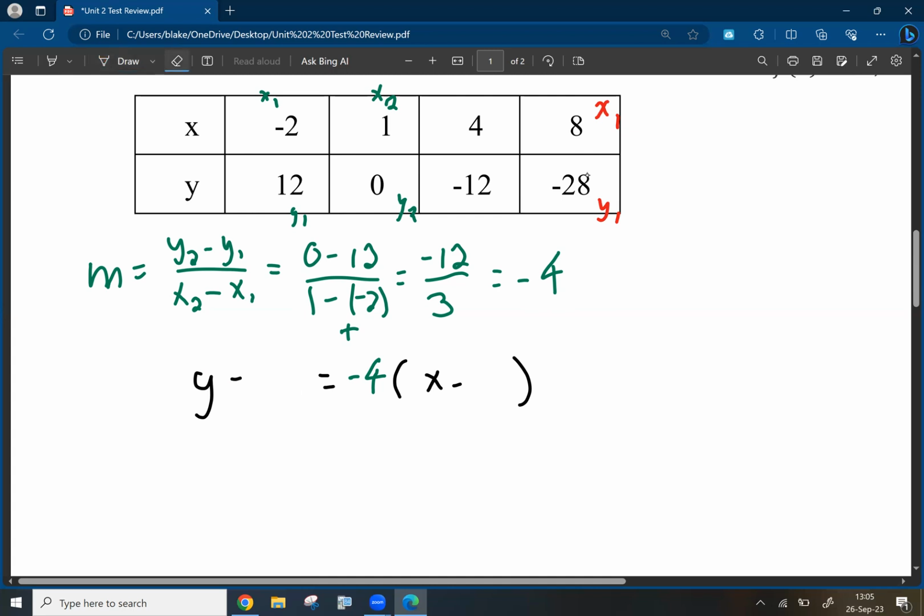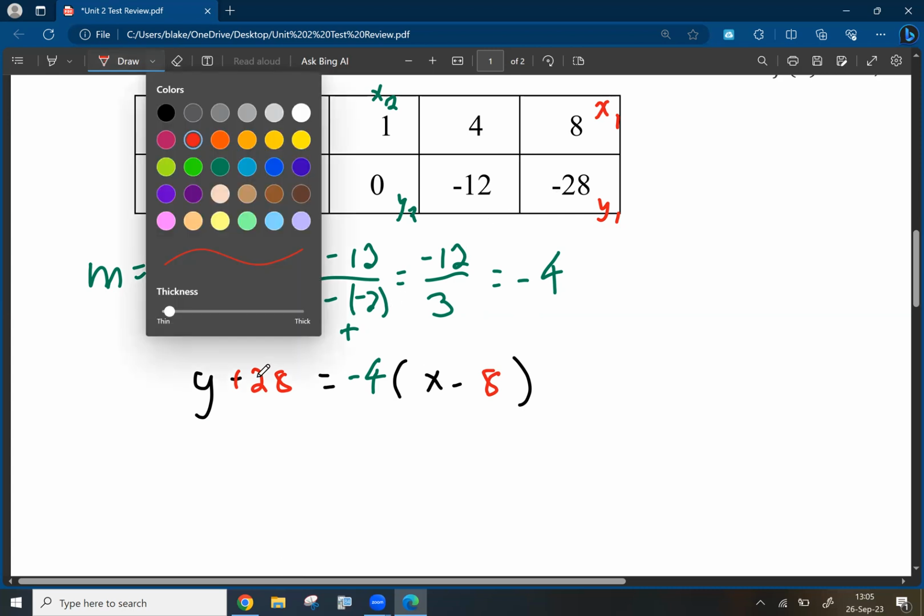So 8 for the x1, and then negative 28 for the y1 is going to make this a plus 28. So keep that in mind. Remember, when you plug in a negative, it'll change the minus sign to a plus. All right. So I've got the slope. Remember, I carried that over into this equation, and then I picked any point to plug in for the x1 and y1. You just have to remember positive numbers will have the minus sign, and negative numbers will have the plus sign. So now we just solve it.